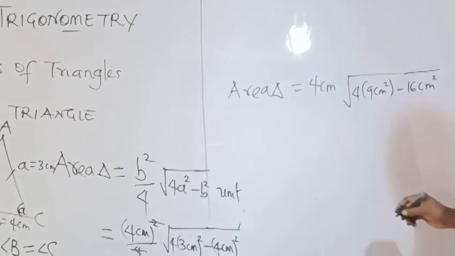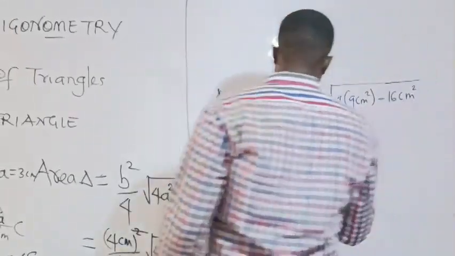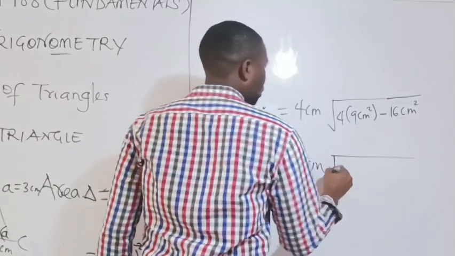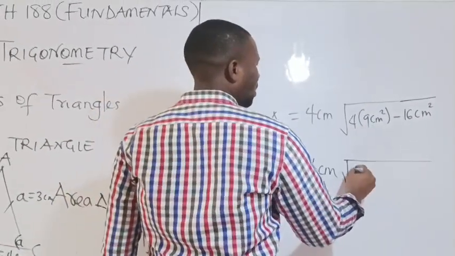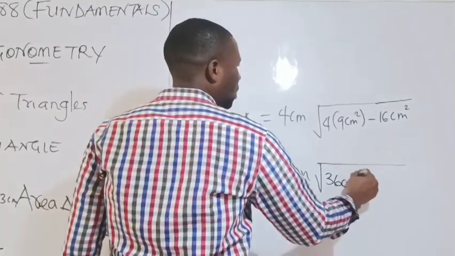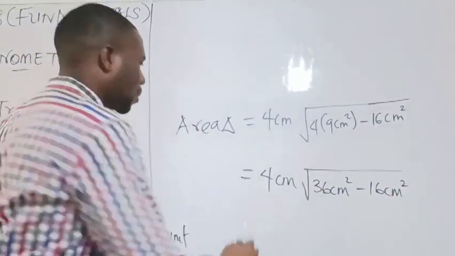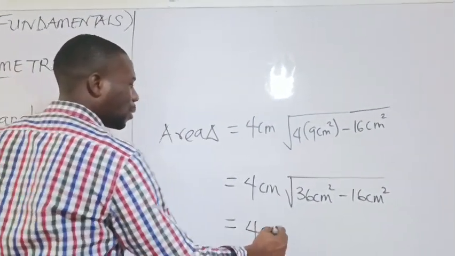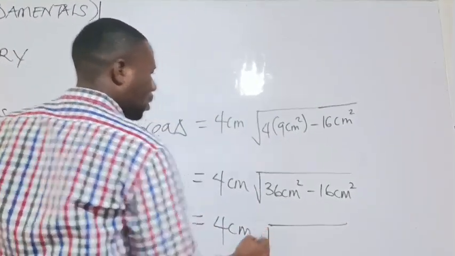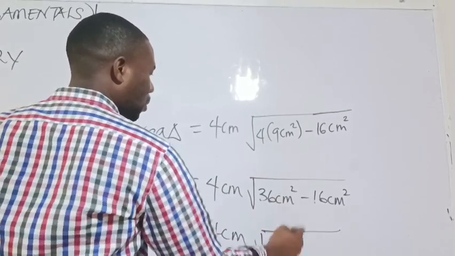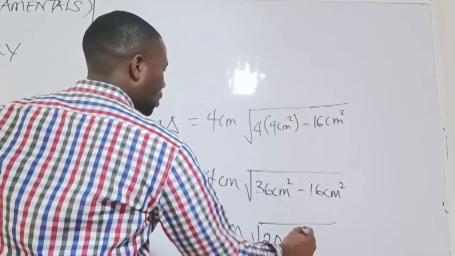Right. Okay. So what this turns out to be is I have a 4 centimeter here, and I have a long square root of 4 times 9 is 36. 36 squared centimeter minus 16 squared centimeter. So I'll take the difference now. So this turns out to be 4 centimeter times 36 minus 16. This is 2, this is a 0. This is 20 squared centimeter, right?